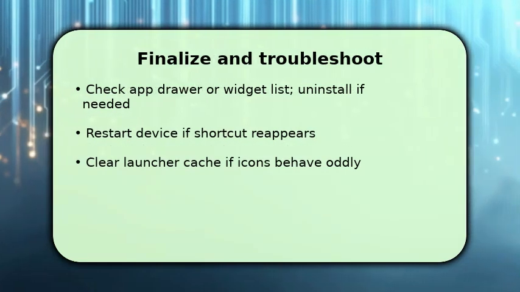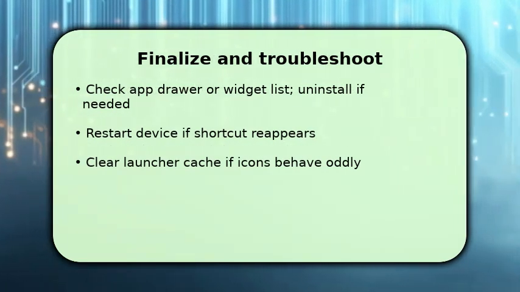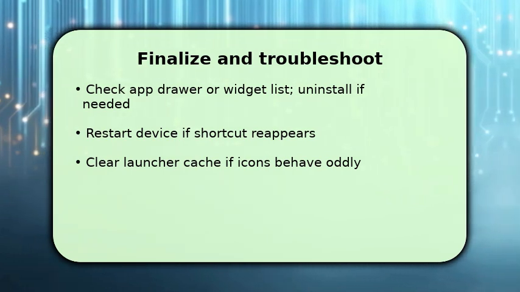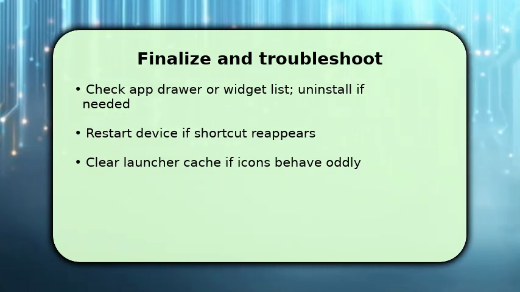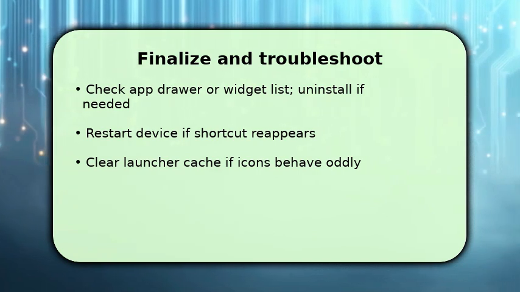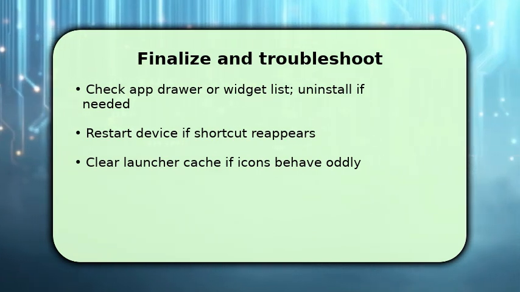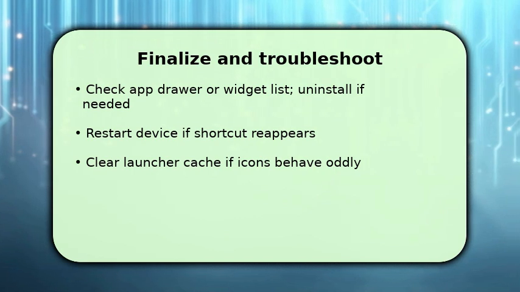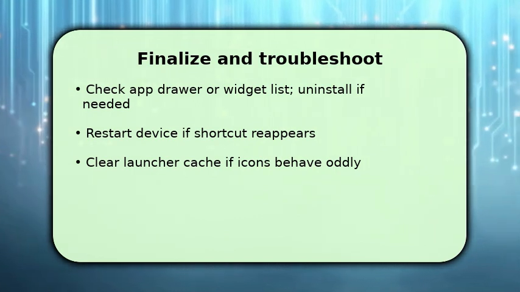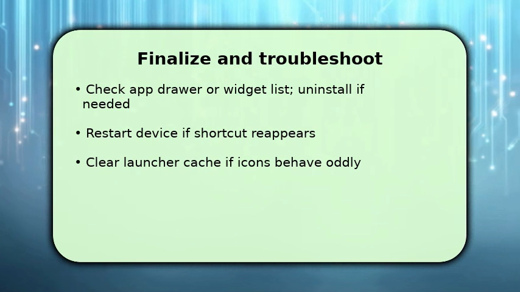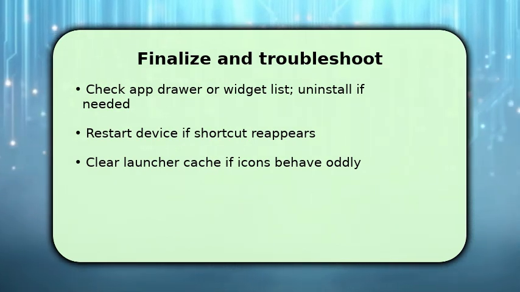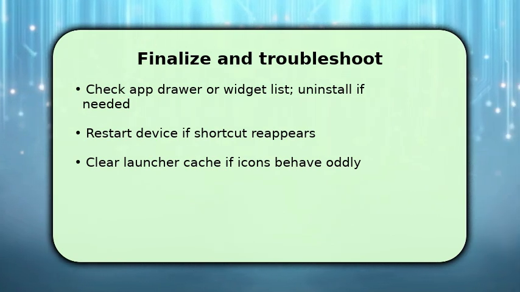You finish by verifying the item is gone. Open the app drawer or widget list to ensure only the shortcut was removed and the app remains if intended. If the shortcut reappears, restart the device to clear temporary states and then try removal again. If icons act erratically, clear the launcher or home app cache in settings. This resets icon layout without data loss. If issues persist, reinstall or update the launcher. That usually resolves corrupted shortcut behavior.